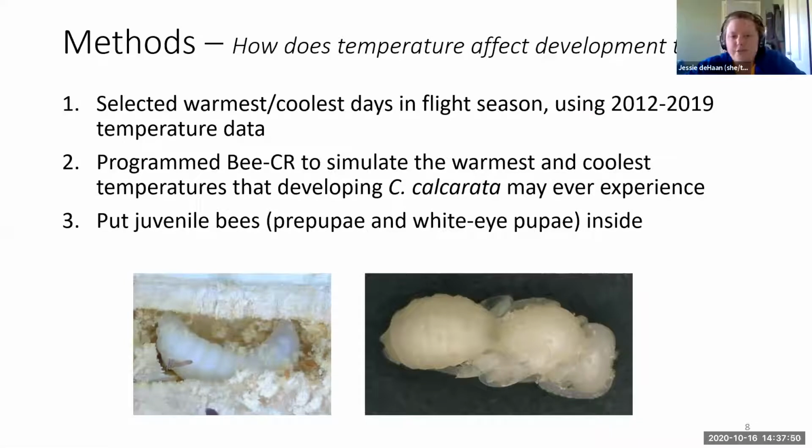Next, I used what I knew about the relationship between air and nest temperature to simulate the hottest and coolest possible nest temperatures a developing bee might experience. And then I programmed the PCR machine to simulate those temperatures. And I put some juvenile bees in it. And for the purpose of the analysis that I'm going to show you soon, I narrowed that analysis to prepupate and white-eyed pupae only.